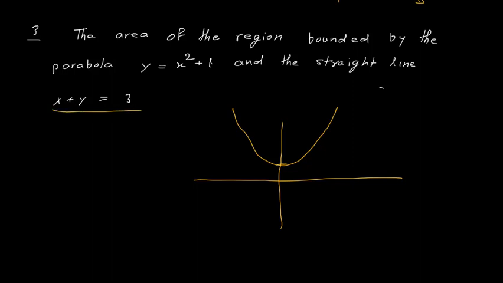When we plot this, for this 0, 3 and 3, 0 are the 2 points which satisfy this equation. So I will take those 2 points. Maybe here it is 0, 3 and maybe somewhere here it is 3, 0. So we join these 2 points. It will go something like this. Okay, so this is your x plus y equal to 3 and this is your y equal to x square plus 1.